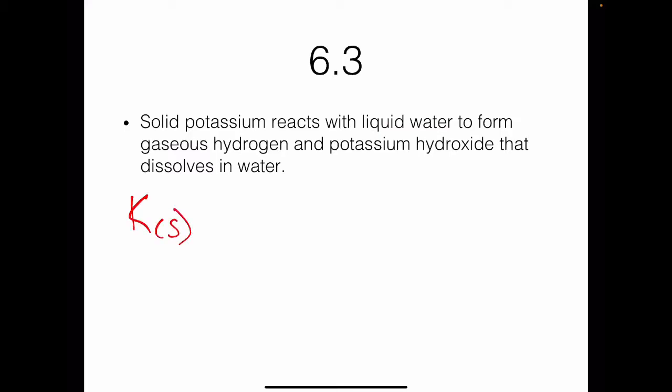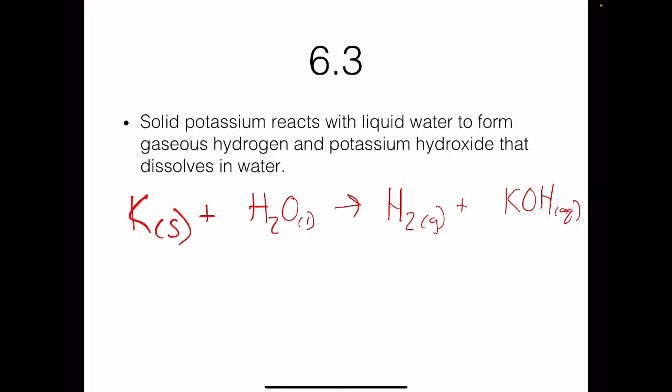solid potassium. It's going to react with liquid water, and that's going to form gaseous hydrogen. We know hydrogen is diatomic, and potassium hydroxide, and we know potassium hydroxide is KOH. They tell us it dissolves in water, so we know that that is an aqueous compound. So we have our equation, correct with formulas, reactants and products, states.